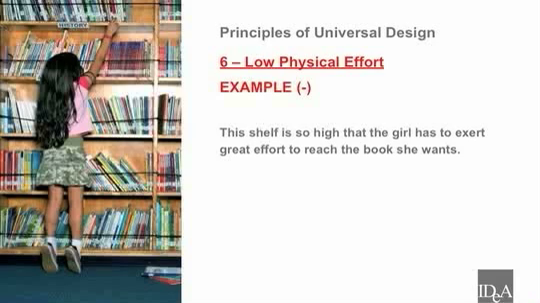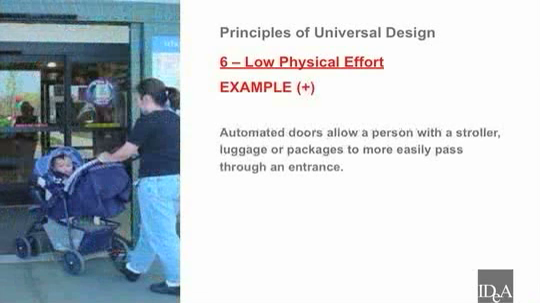This example is of a little girl who is reaching to get a book off a shelf. This shelf is so high that the girl has to exert great effort to reach the book that she wants. Here we have a positive example. Automated doors allow a person with a stroller, luggage, or packages to more easily pass through an entrance.